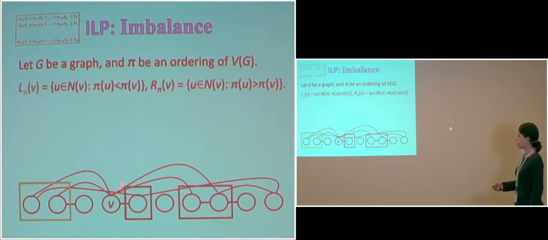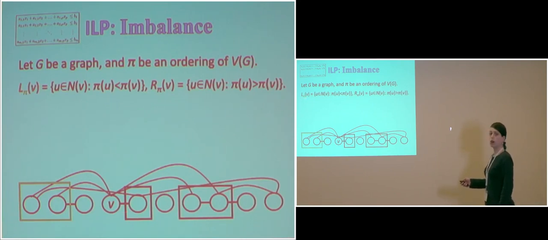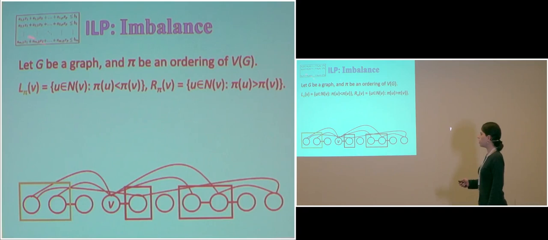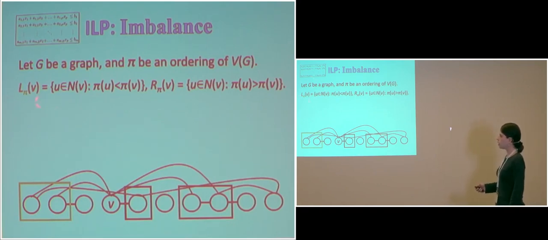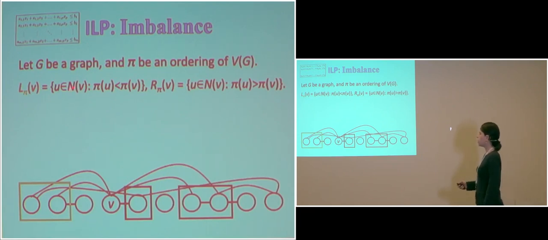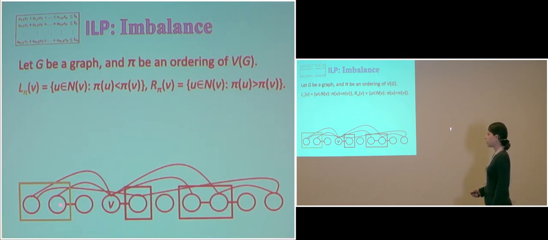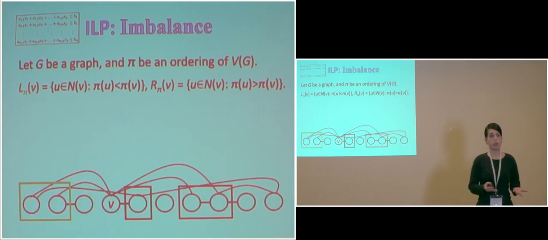Now, if I look at a specific vertex V, left according to pi of V are all of the vertices that appear to the left of V when I'm looking at this ordering. More formally, the set L pi of V contains all of and only the neighbors that appear to the left. So I'm looking at all of the neighbors of V such that according to the ordering pi, they have a position that is smaller than the position of V. So it's all of these neighbors here to the left. Here we see that these two vertices are to the left and they are neighbors of V. There is no other vertex that is a neighbor of V and to the left of V. So these two vertices are L pi V here.